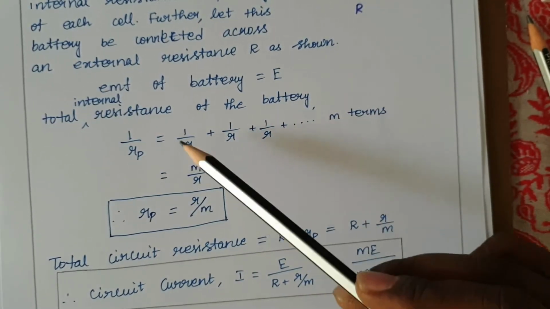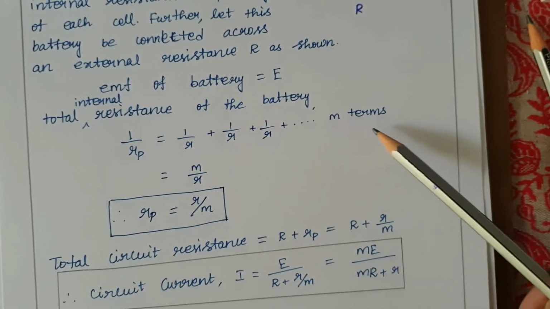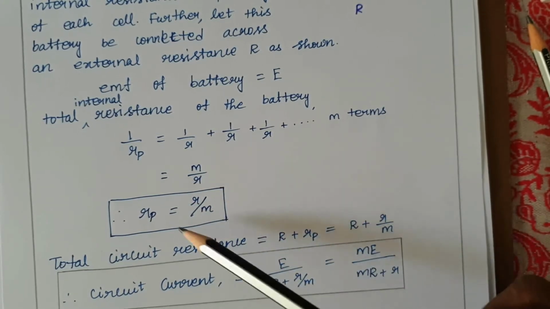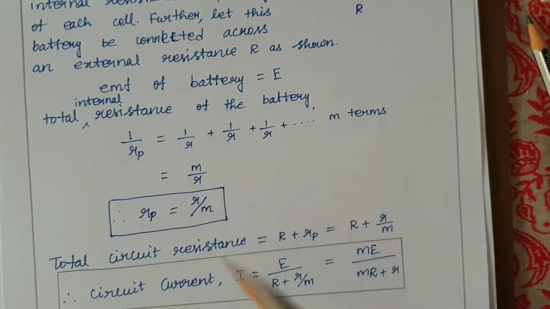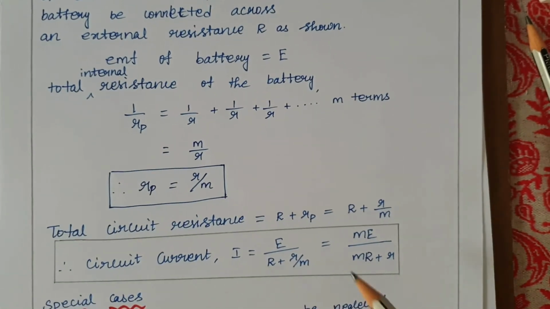It's a parallel connection, so 1 by Rp is equal to 1 by r plus 1 by r plus 1 by r, until M terms. So I can write it as M by r. Then Rp is equal to r divided by M. Then what about the total circuit resistance? The total circuit resistance is R plus Rp, so I can write R plus r divided by M.